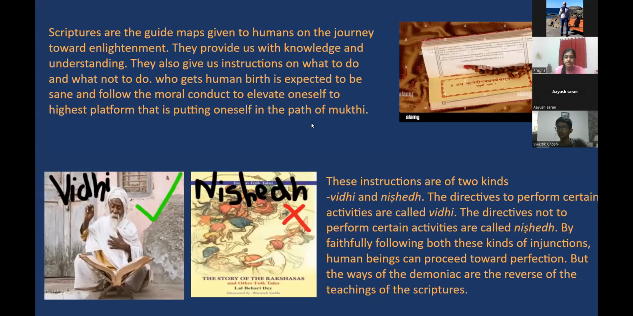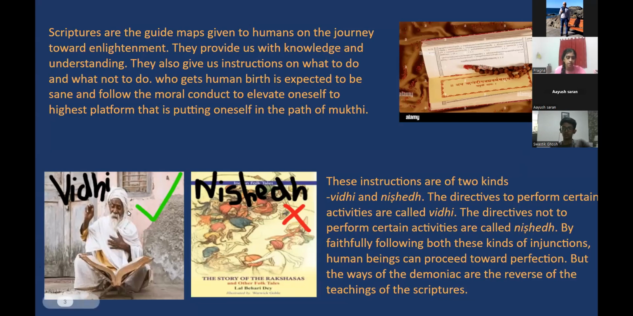Activities to be done are called vidhi, and the instructions on what we should not do are known as nishedha. By faithfully following both these kinds of laws or rules, human beings can proceed toward perfection. Perfection, in the sense, get closer to God. But the ways of the demons or the rakshasas are the reverse of what is given in the scriptures.